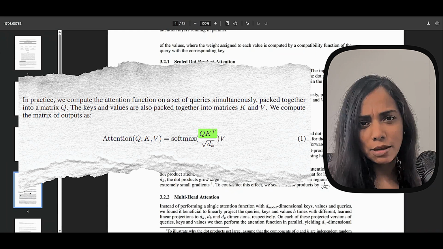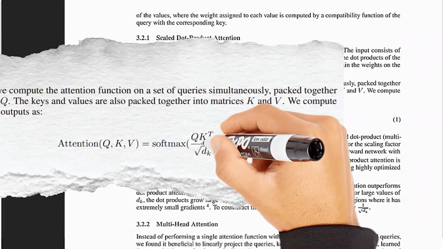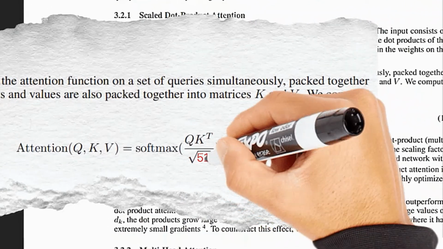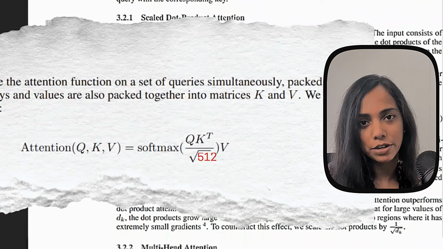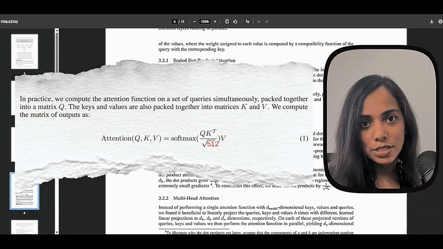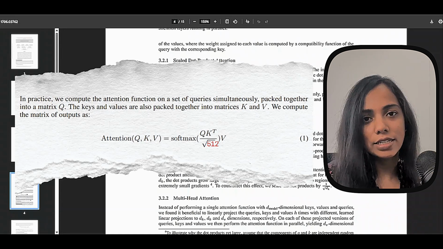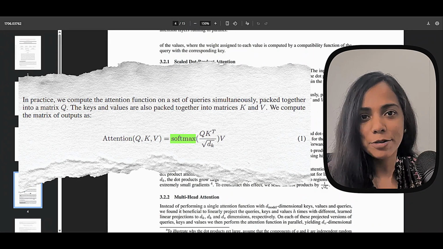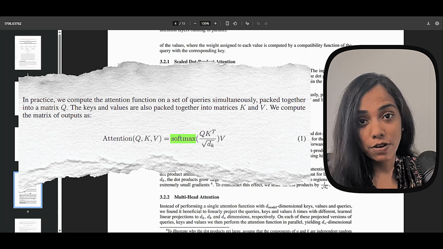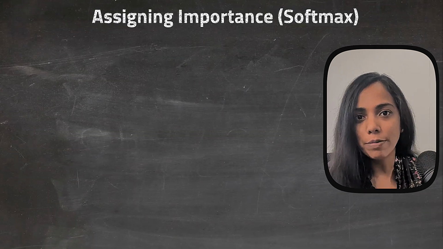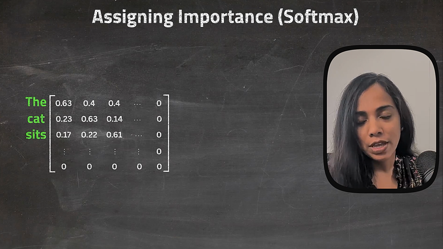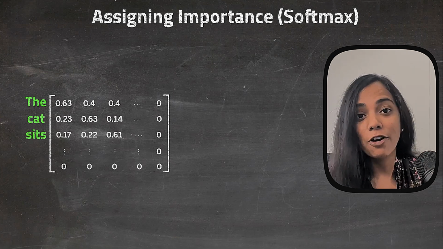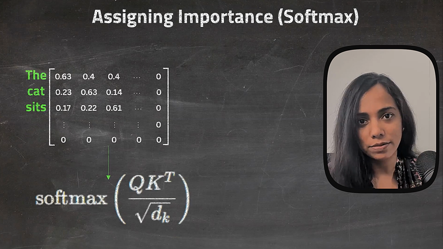Sometimes these similarity numbers become very large, causing numerical instability. To prevent this, each similarity score is divided by the square root of the embedding dimension, which is 512 here. This scaling keeps the values stable and easier to handle numerically. Next, these scaled similarity scores are passed through a softmax function, turning them into probabilities. A softmax function converts numbers into probabilities, making them positive, and also making sure that the sum of all of these numbers is equal to 1.